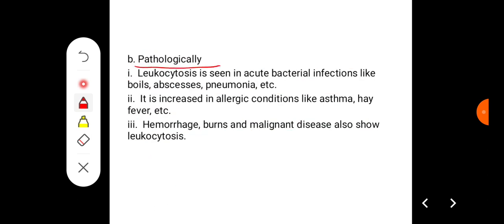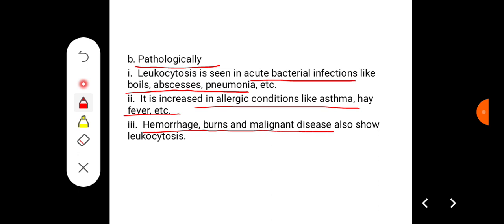Pathologically, leukocytosis is seen in acute bacterial infections like boils, abscess, pneumonia, etc. It is also increased in allergic conditions like asthma, hay fever, and it is also increased during hemorrhage, burns, malignant diseases, and also in these conditions.